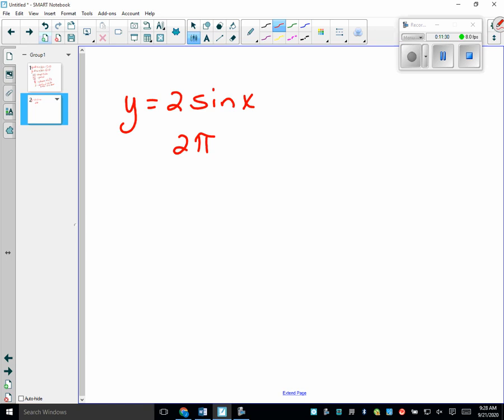At pi over 2, I think your scale is off. Your x scale should be pi over 2. The x scale should be pi over 2 with the x max. No, x max was 2 pi. Oh, okay.